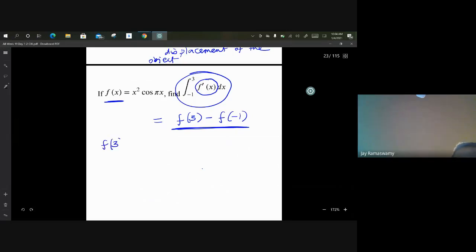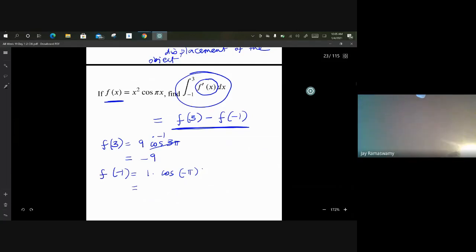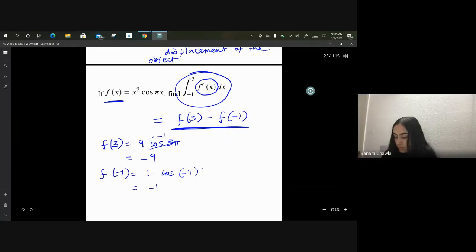Okay, let's do f of 3. What's 3 squared? 9. Is that cos 3 pi? Now I'm doing mental math, so we can move along. Cos of 3 pi is -1. Is that negative 9 then? Mhm. And then we're finding f of -1. -1 squared, 1. Is that cos of -pi? Yes. Now cos of -pi is also -1. So is that -1? Yes.